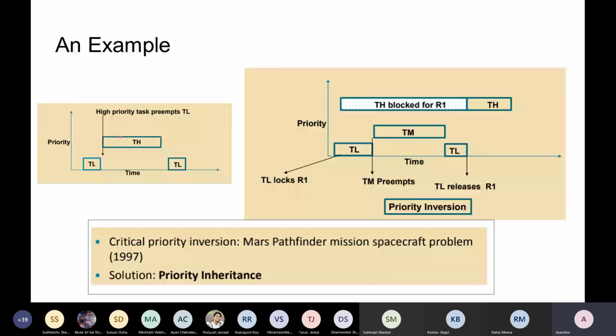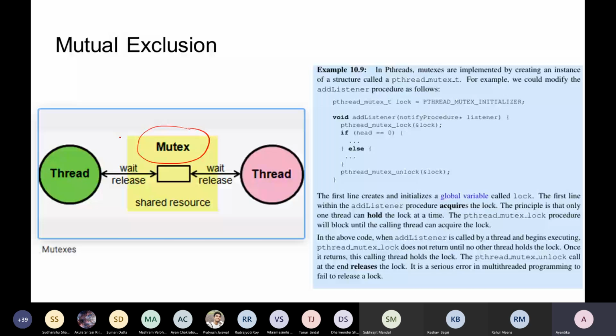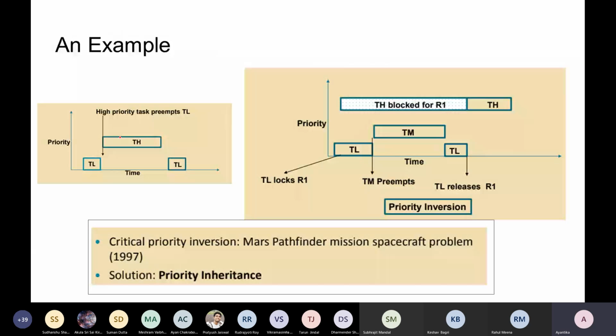This is one practical scenario where this was not a proper implementation, I should not say wrong implementation, it was a checked, properly tested implementation, but some care was not taken in the case of mutual execution or thread level execution. And that's why that led to a catastrophe to the Mars-bound Pathfinder mission spacecraft. It occurred in 1997.